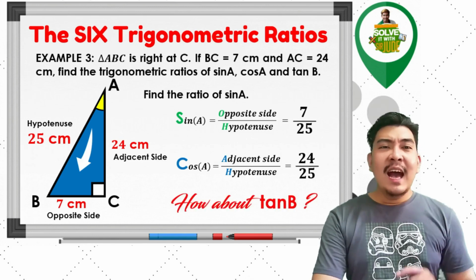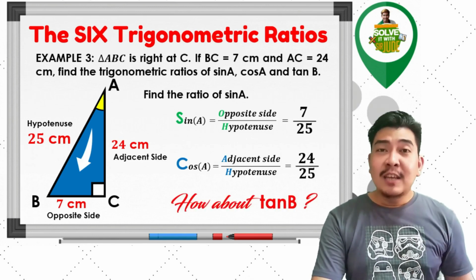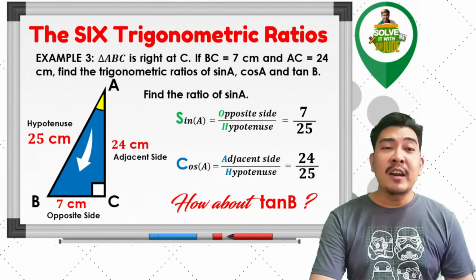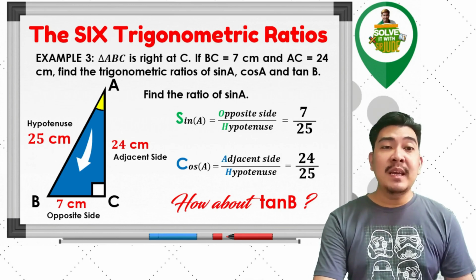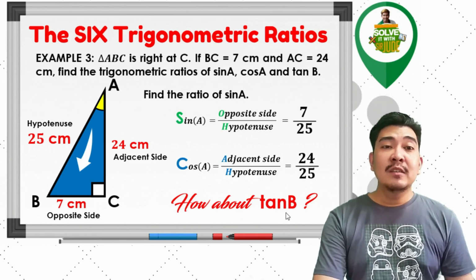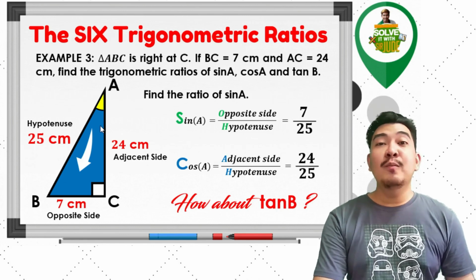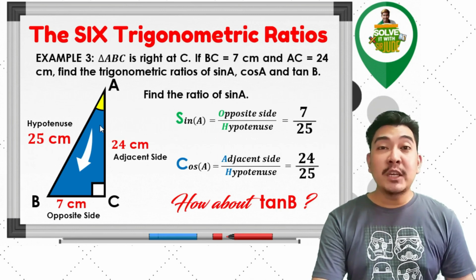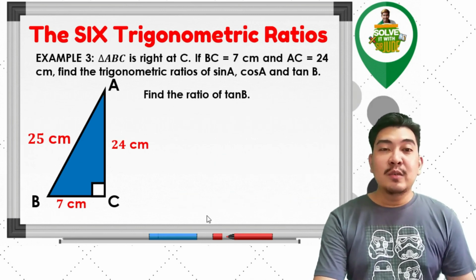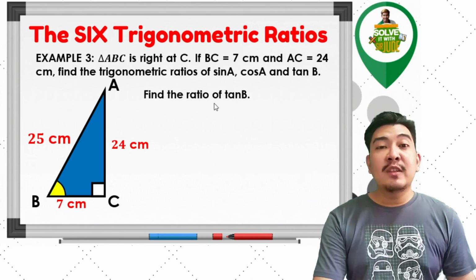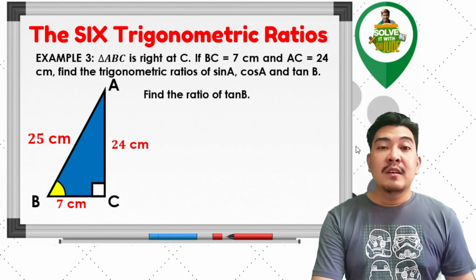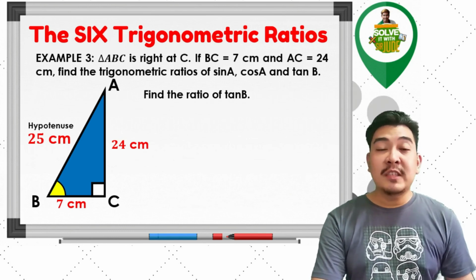So next, how about tangent B? In this case, since we are now to consider angle B as our reference angle, we need to change our figure, or the positioning of the parts of our right triangle. Since the given acute angle is B, we all know that the hypotenuse is still AB.